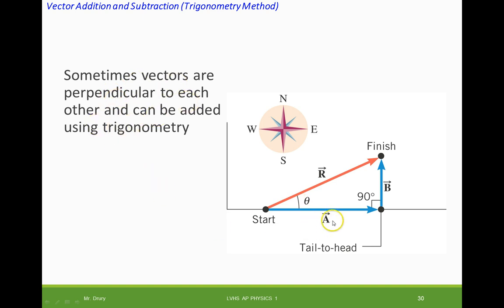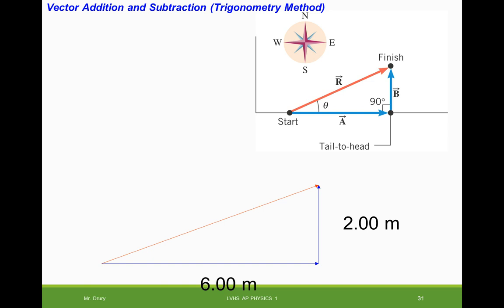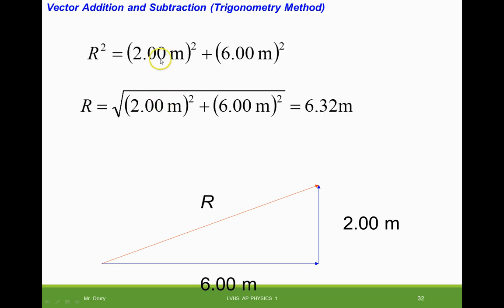So if we have a vector A and a vector B, it obviously is equal to vector R, the resultant. But what is this length without doing it graphically? We can use the tools of trigonometry. So for example, let's say that this side here is 2, this side here is 6. We could use Pythagorean's theorem to find out the resultant. Our resultant would be 2 meters squared plus 6 meters squared. Take the square root of that to get the resultant, and you get 6.32 meters.